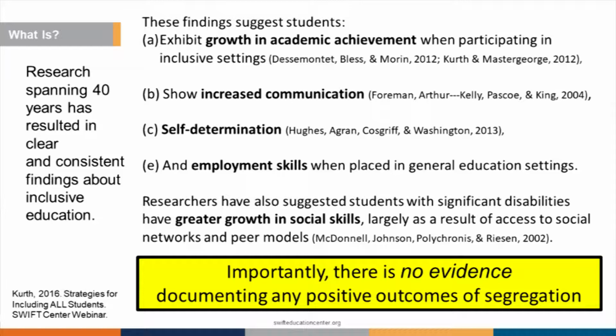And quite powerfully, as he stated in his keynote, there is no evidence in the last 40 years documenting positive outcomes, anything close to what we're seeing in this literature, by being educated in separate settings for kids with significant disabilities. So in an era where we say we're concerned about evidence-based practices, this evidence needs to inform not only our direct practices, but our larger organizational structures and systems in education.